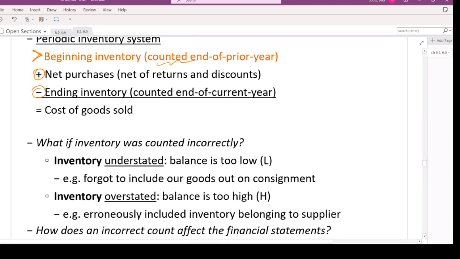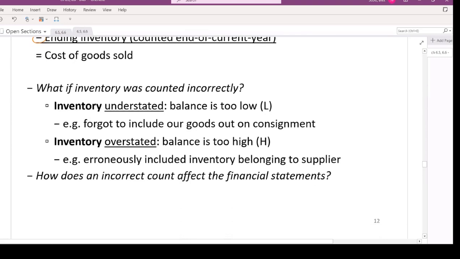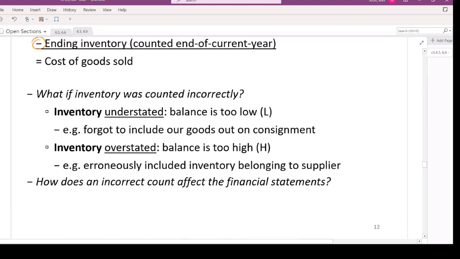Remember from 6.1 and 6.2, we talked about all the different legal ramifications, such as goods on consignment, goods we don't see but we own that we need to include. There's a lot of reasons why a count can be screwed up. So what sort of situations arise if we count things incorrectly? Well, we could get a situation of inventory being understated, meaning the balance is too low. The count we make is too low. That could happen because we forgot to include goods out on consignment, like I just said.